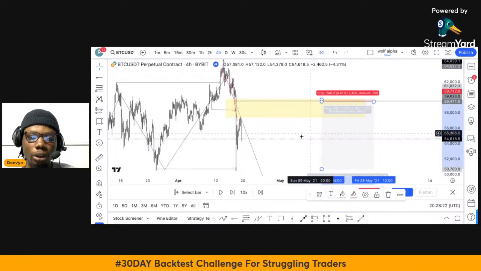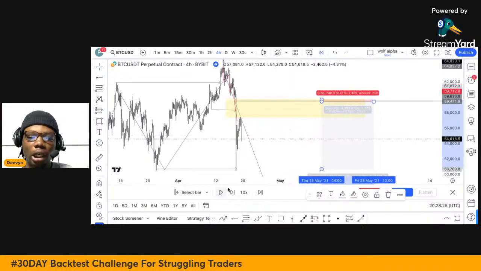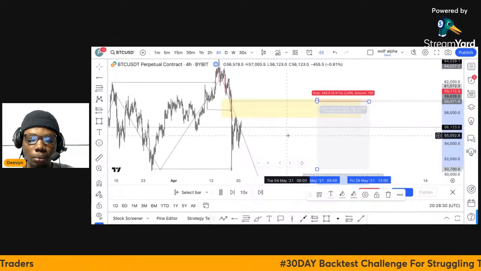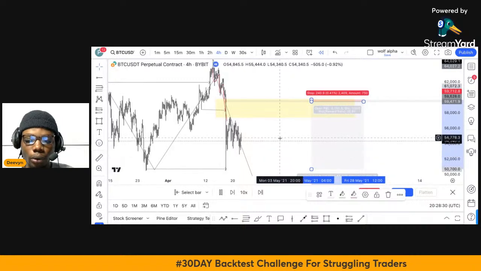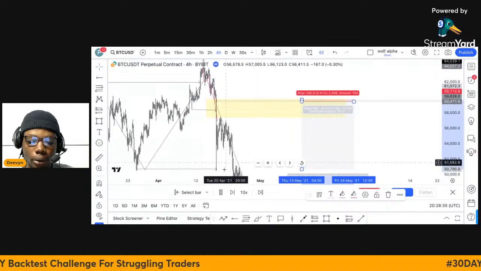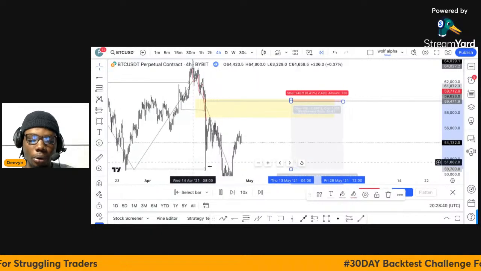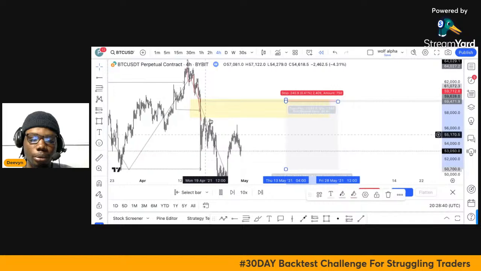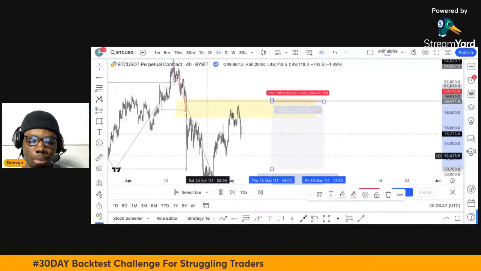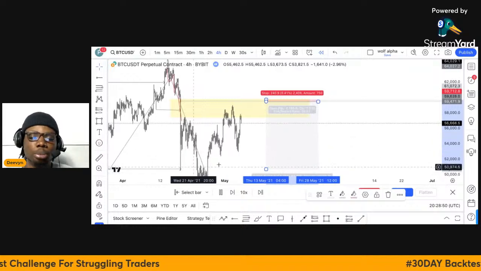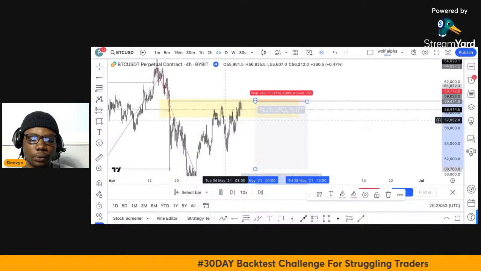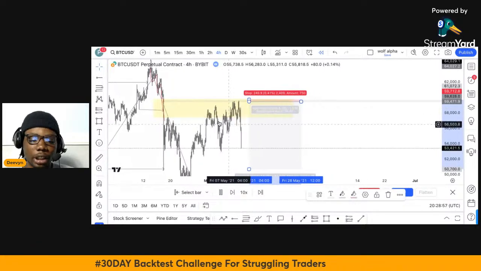So this would be one of the things that I am taking note of in this particular price delivery. And also to take note of this break below this point and the build up of price over here. It's one other thing that I would take note of. The build up of price over here.